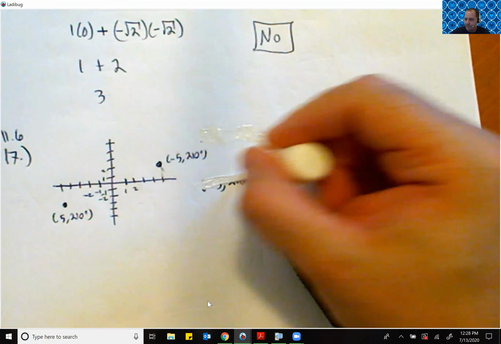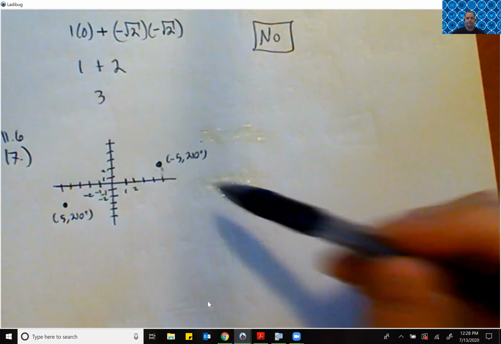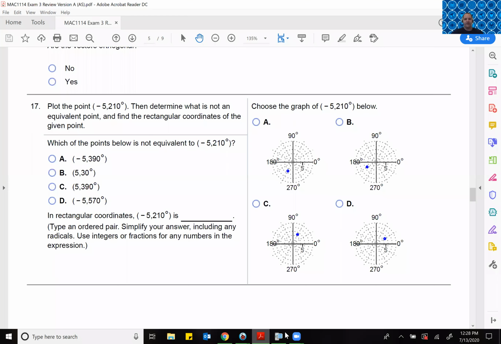Go the opposite direction. So we're looking for a picture that looks like this guy right here. So if we come out here, and the answer is going to be D. So there's the first picture. Okay. So right here, this is the positive 5, 210. And then the opposite would be over here. Okay. Now, they want us to provide some other points. And they want to know which one of these is not equivalent. Okay. So let's talk about how we can do this.